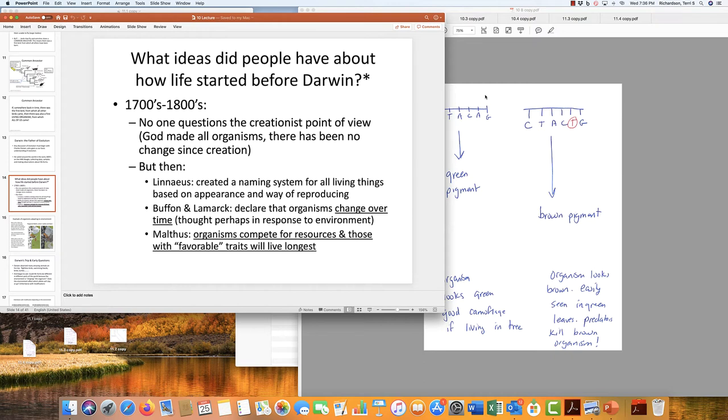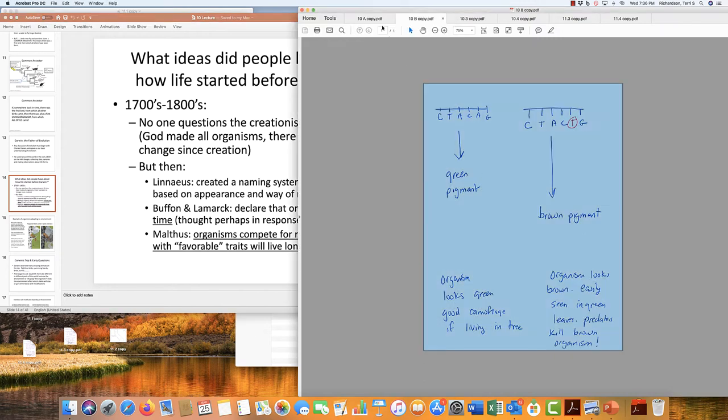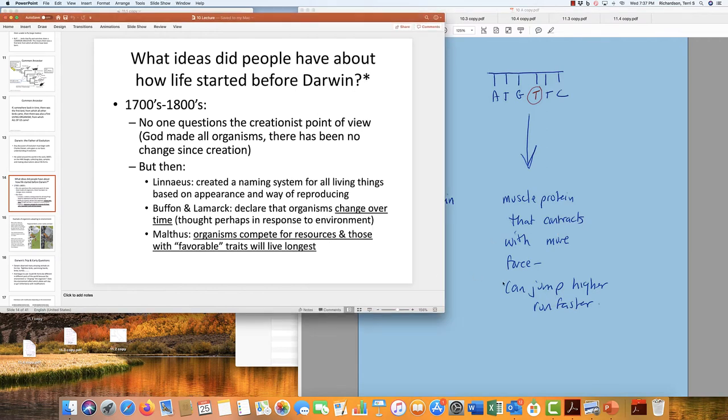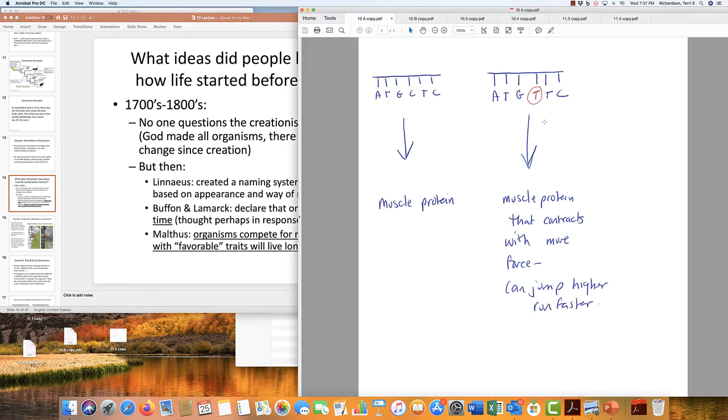when you consider creationism. And Malthus, he came the closest, and in fact, Malthus and Darwin had a lot of the same ideas. Malthus said organisms compete, they fight for resources, food, water, a place to live. And those with favorable traits will live longest. What do we mean by favorable traits? Right over here, remember? We got that muscle protein that lets us jump higher and run faster. So those organisms with the favorable traits, with those genetic mutations that allow them to live better, live longer, they're going to survive.